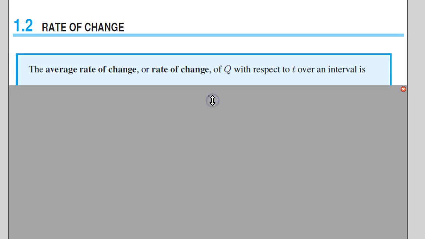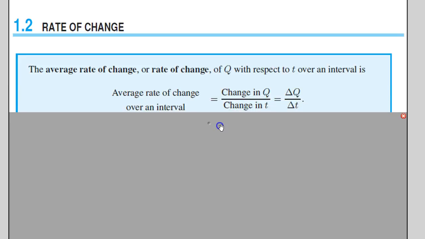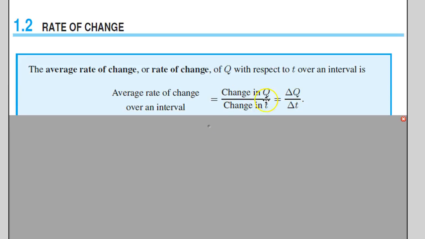So this phrase, the average rate of change, is going to be very important, not only in pre-calculus, but also in calculus. And so the average rate of change or the rate of change, so sometimes they drop the average, but it basically means the same thing, of a quantity q with respect to t over an interval can be found by the ratio change in q divided by change in t, or delta q divided by delta t.